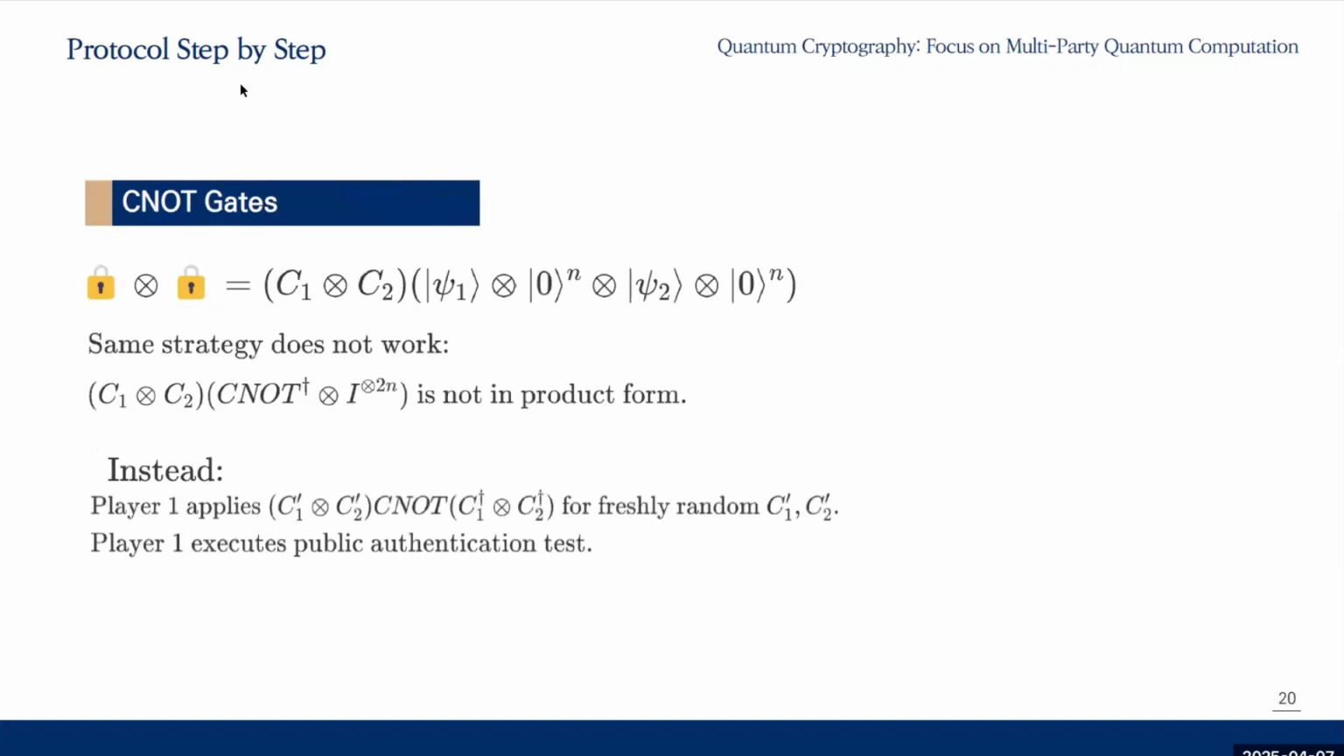And secondly, CNOT gates are trickier. If we naively apply the same strategy, we run into trouble because the result is not in a clean product form. So instead, player one applies a carefully constructed operation involving fresh random Cliffords C prime, C prime one and C prime two. After this operation, player one performs a public authentication test to ensure correctness. This step prevents entanglement of the keys and maintains security.